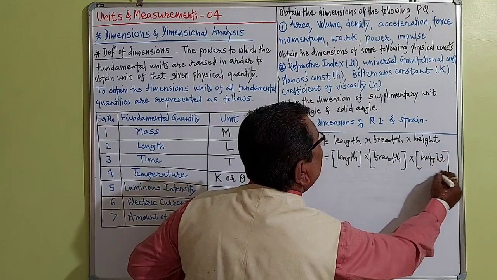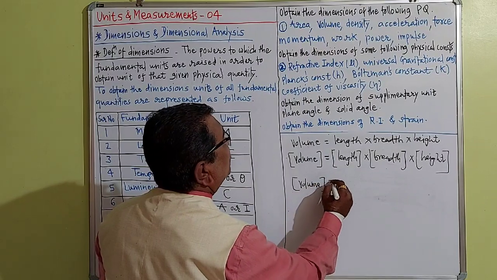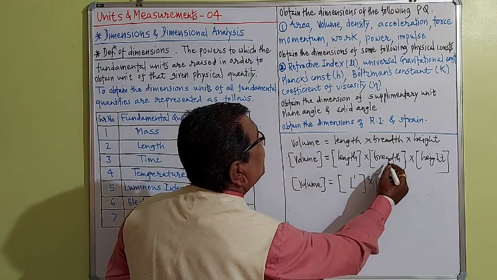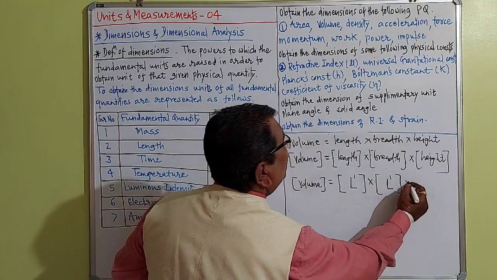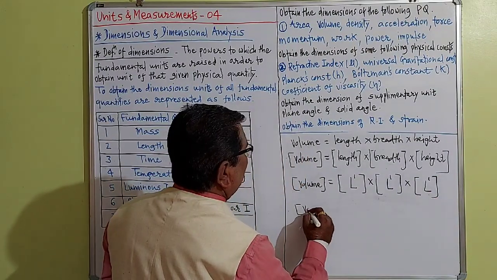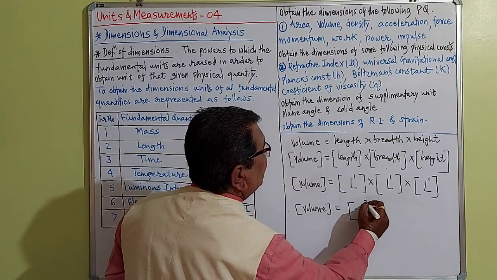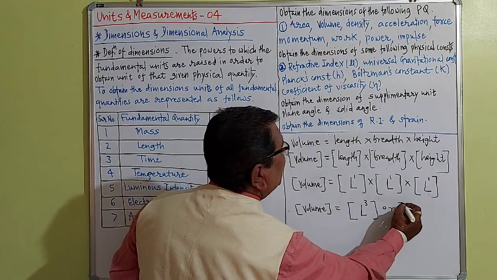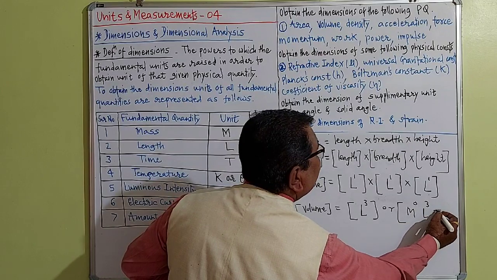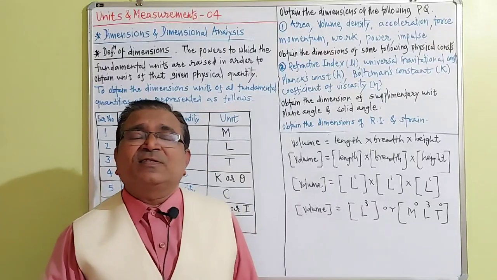See here, very simple. So dimension of volume is equal to what? Dimension of length is L1, dimension of breadth is also L1, dimension of height is also L1. So you will get what here? Dimension of volume is equal to L3, or in terms of MLT this may be written as M0 L3 T0, isn't it? So this is all about dimension of volume.